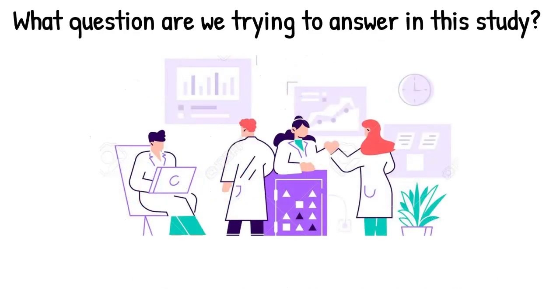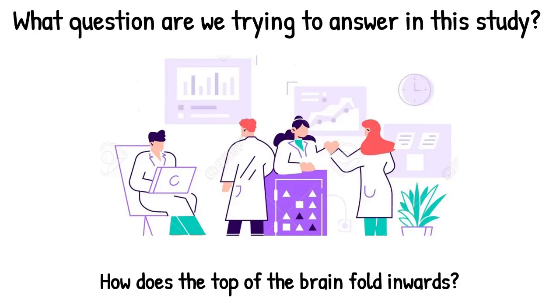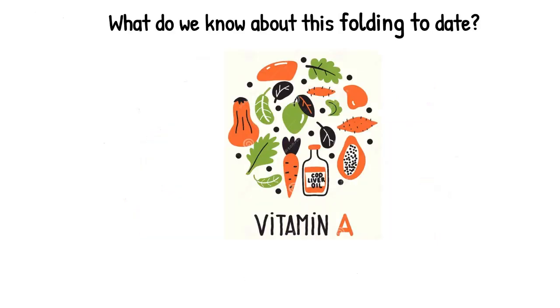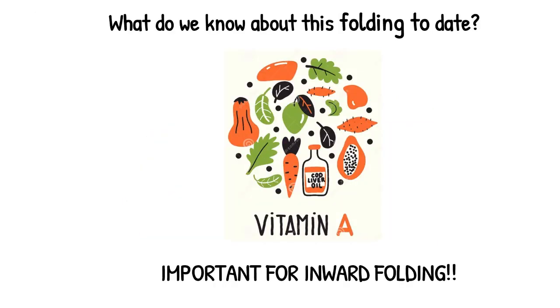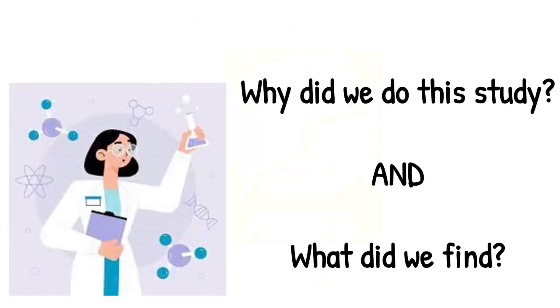The main question that we have asked in the study is, what are the molecules working behind the scenes that make the top of the brain fold inwards? To date, we only know of one molecule called retinoic acid, which is formed from vitamin A, that is crucial for this inward folding at the top of the brain. We did this study to find what genes and molecules, apart from retinoic acid, can drive this inward folding, ultimately forming the brain hemispheres. And what we found was very interesting.